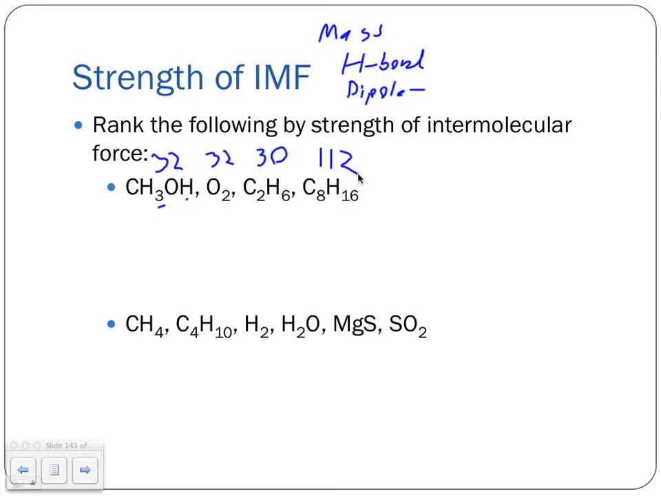C8H16 is the largest, and so this is going to have the largest intermolecular force. We'll put it as number 1 because it has the strongest intermolecular forces. The last 3, though, are about the same in mass, and so we're going to have to look first at do they hydrogen bond. And so to do that, we're going to have to draw out their structure.